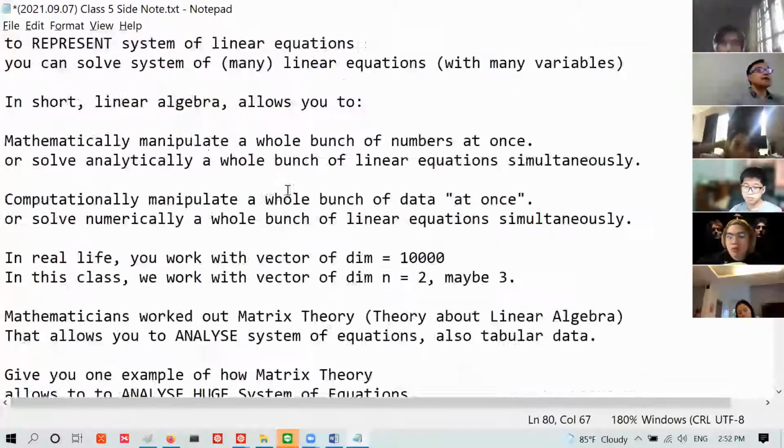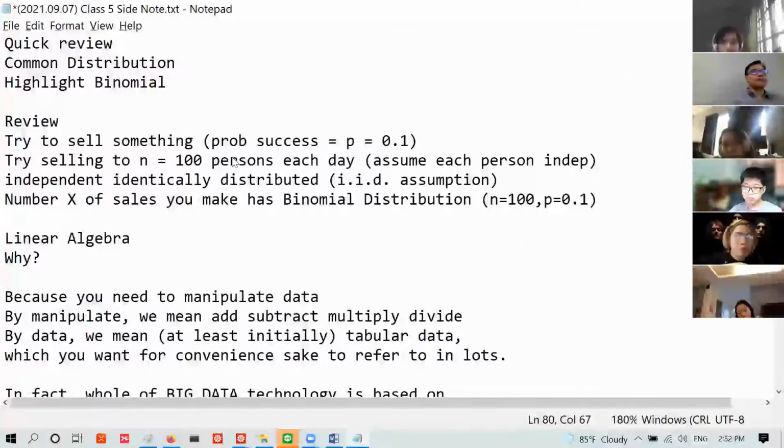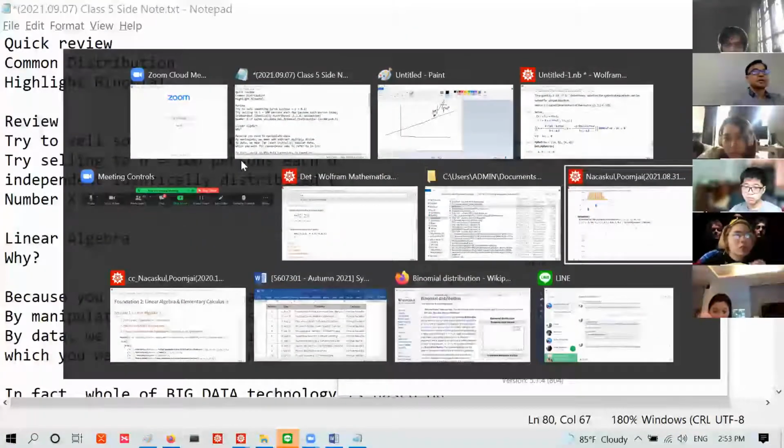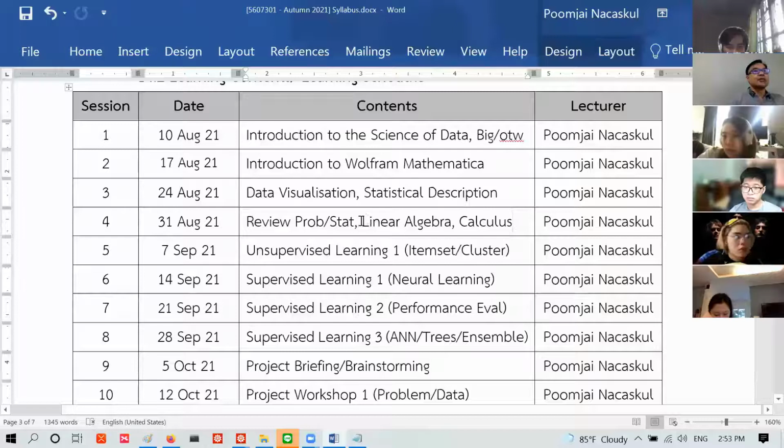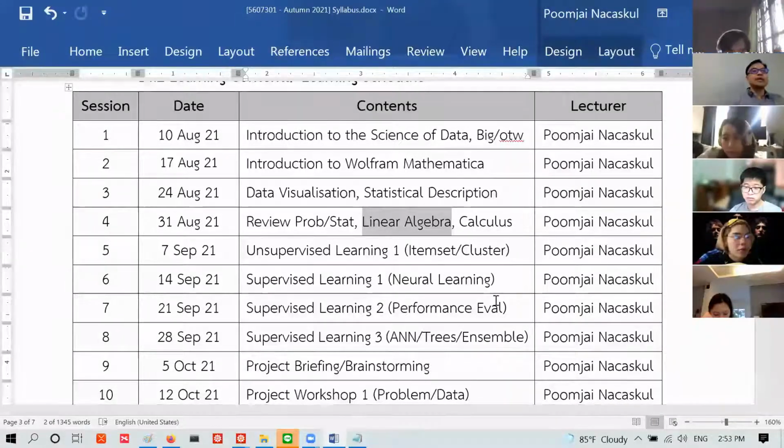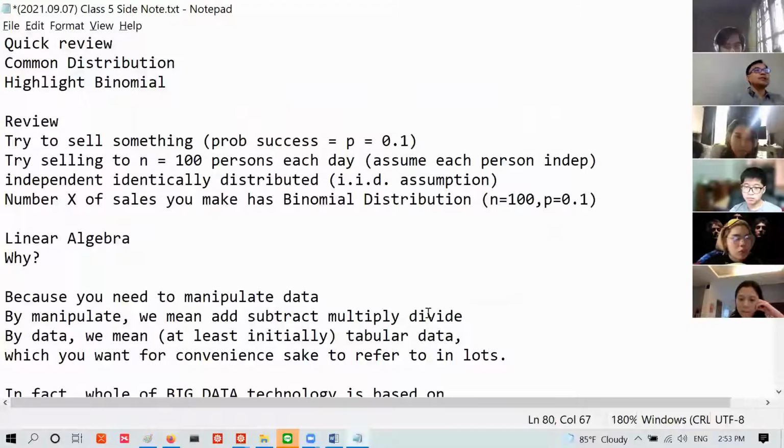Okay, so the first part of the class, again, we are reviewing linear algebra. And why do we do linear algebra? Because we want to manipulate a whole bunch of data at once.